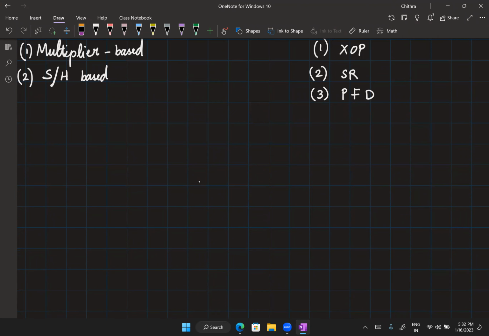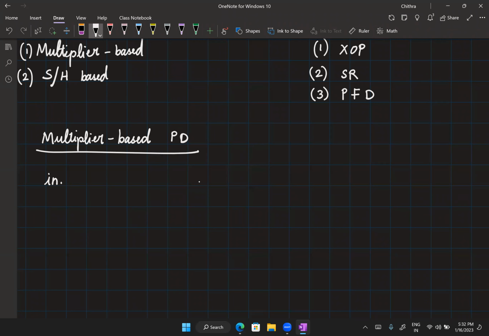Okay. So now let's start with the analog. So let's start with the multiplier based PD. So can you guess what it is going to do based on the name? Multiply two signals. So I have in1 of t, and I'll multiply this with in2 of t, and I'll get some output VPD.